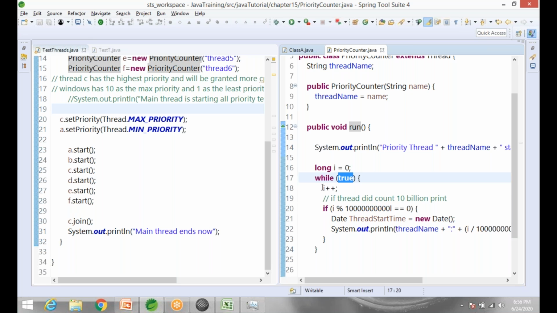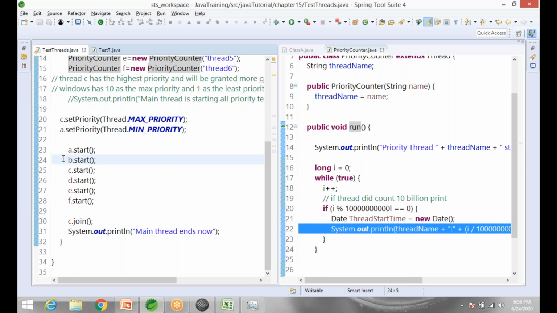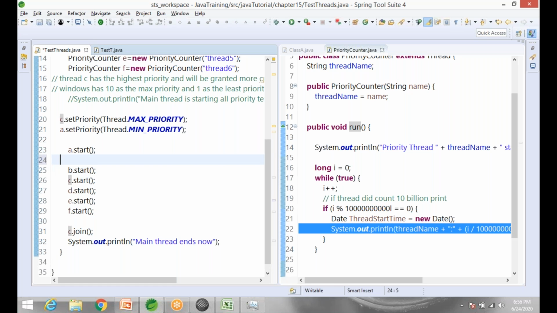Here what I'm doing is I'm incrementing the I variable, and every time the I variable is incremented 10 billion times, I'm printing this statement. I'm showing you how fast your CPUs can count to 10 billion. How long it takes to count 10 billion is what this program will do. So let's start with only one thread.